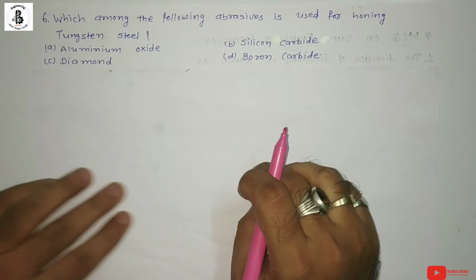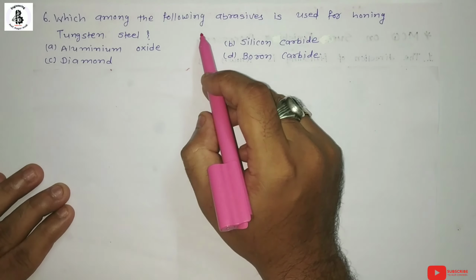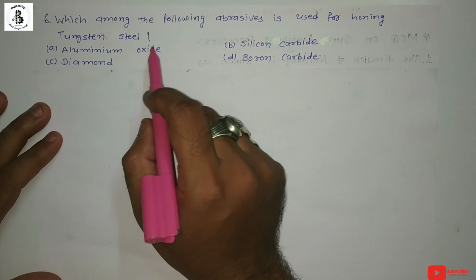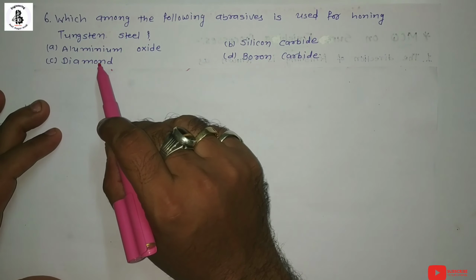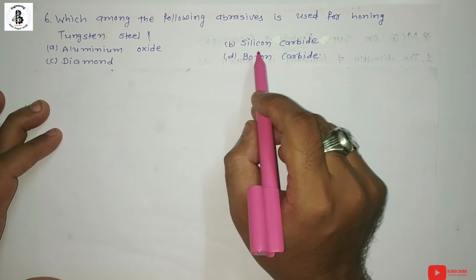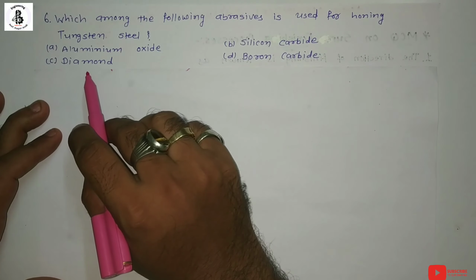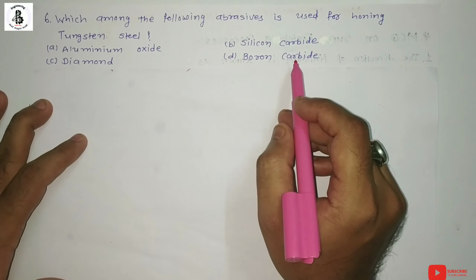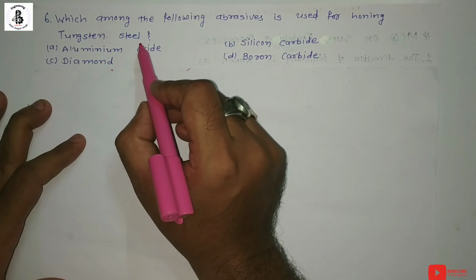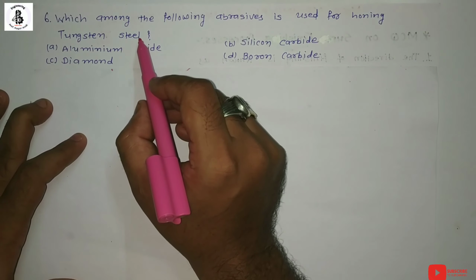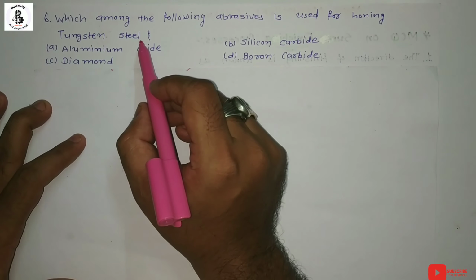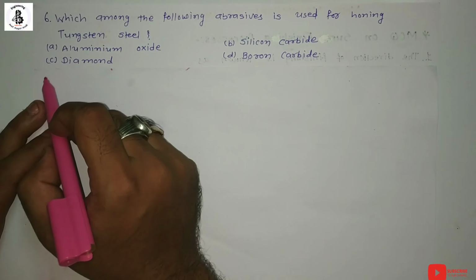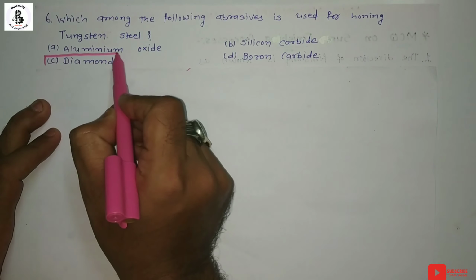The next question. Which among the following abrasives is used for honing tungsten steel? A, aluminium oxide, B, silicon carbide, option C, diamond, and option D, boron carbide. Tungsten steel has a good hardness. For working on that material, diamond is used as an abrasive in the honing operations. So option C, diamond.